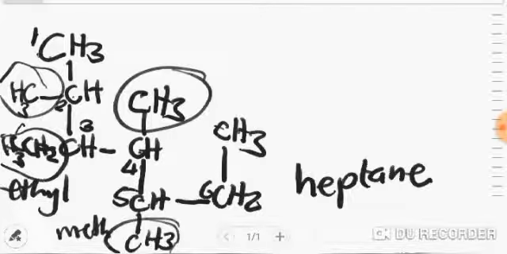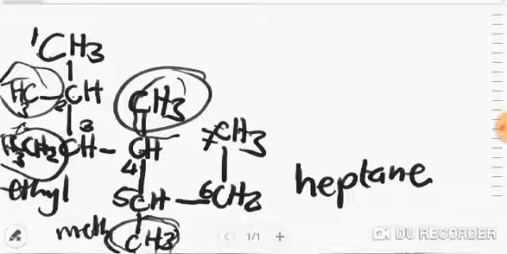So now let's talk about the positioning of the groups. Remember we said we start counting from the carbon closest to the substituent, right? So in this case, this is the one closest to the substituent. So we start numbering them. 1, 2, 3, 4, 5, 6, 7, right? So when we name this compound, on position number 2 we have a methyl, position number 4 we have another methyl, position number 5 we have another methyl.